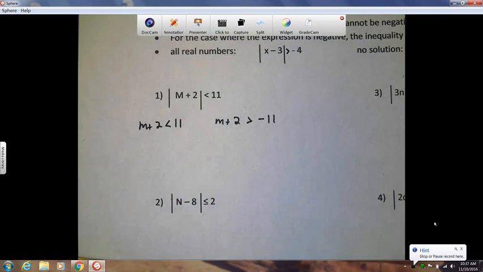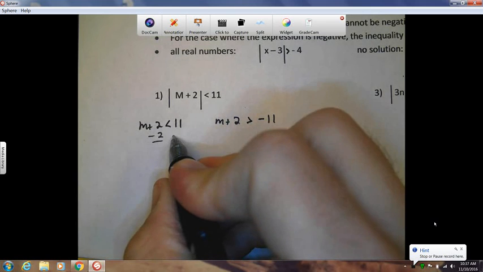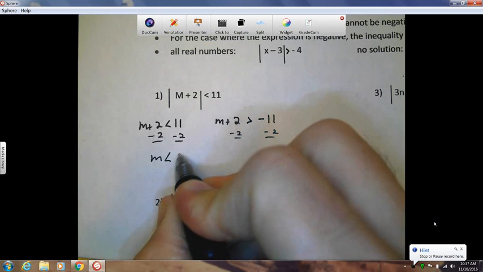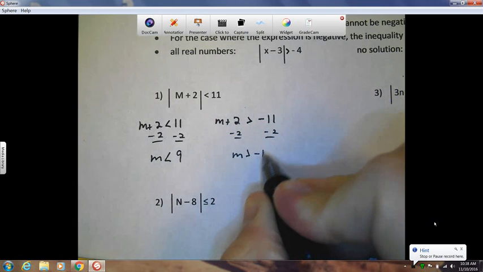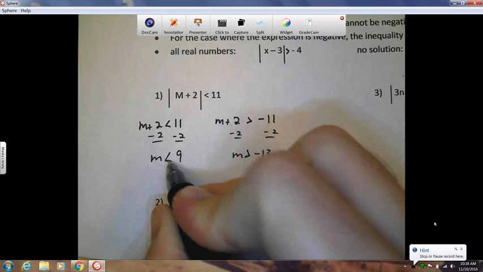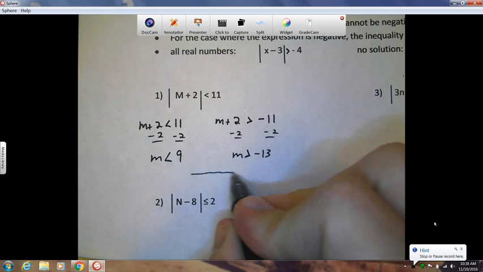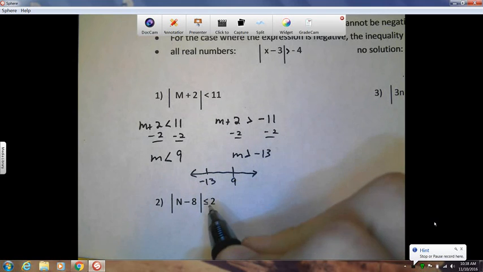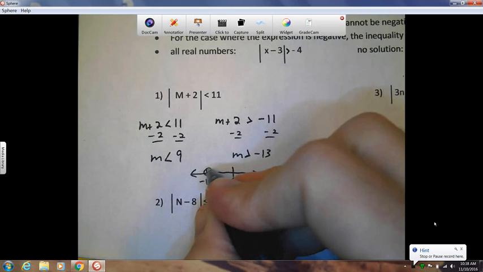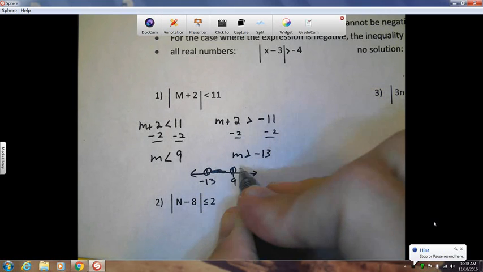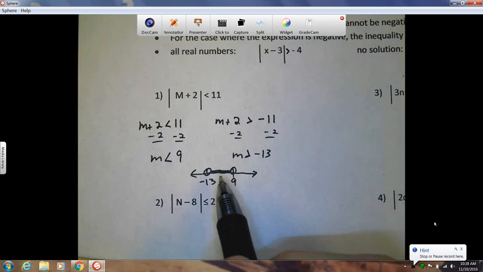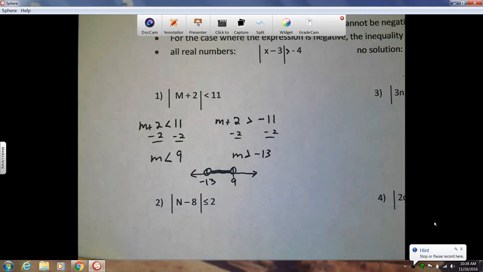Solve them both the same way. So it looks like that. So then of course you can graph your answer. And it looks like this. So any of these numbers between negative 13 and 9 would work, but negative 13 and 9 themselves would not. So there's your first example.